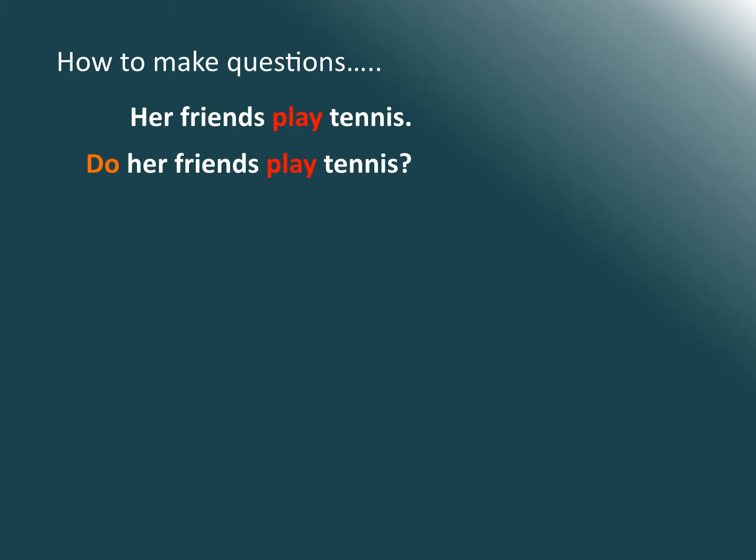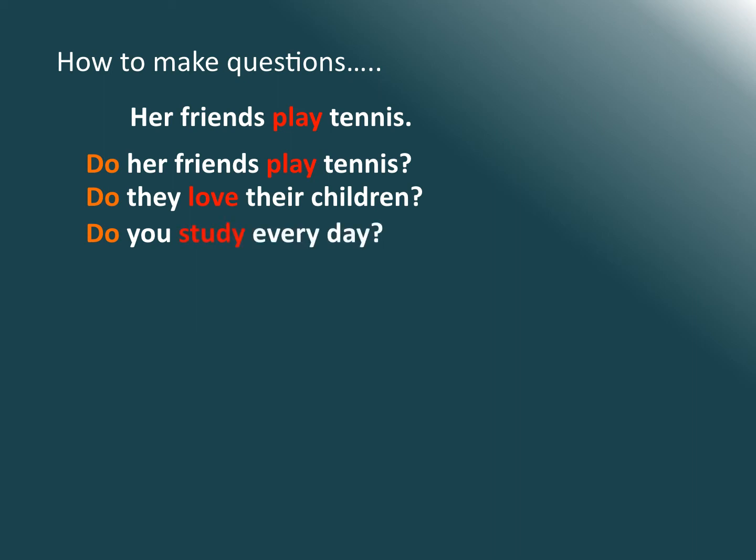The problem is that in the simple present tense, there's no helping verb. So, in the case of no be verb and no helping verb, we need to add the do helping verb. Here are some more examples with the same pattern.